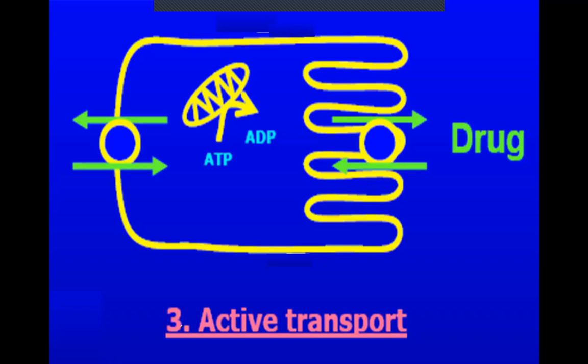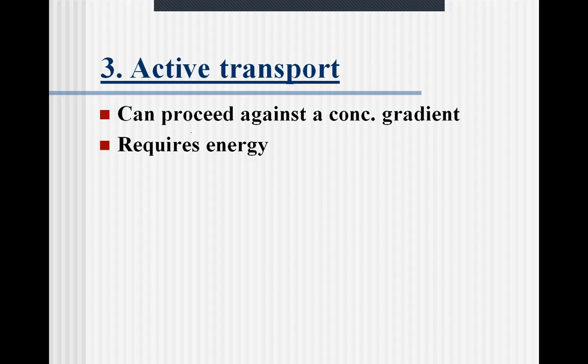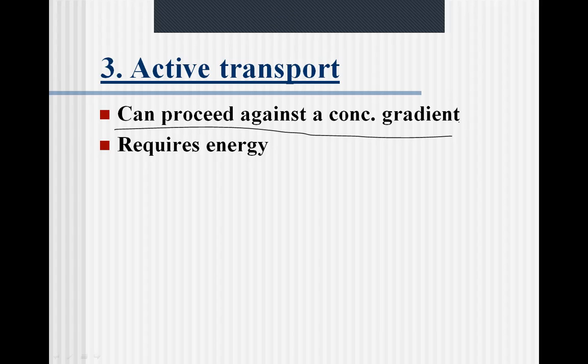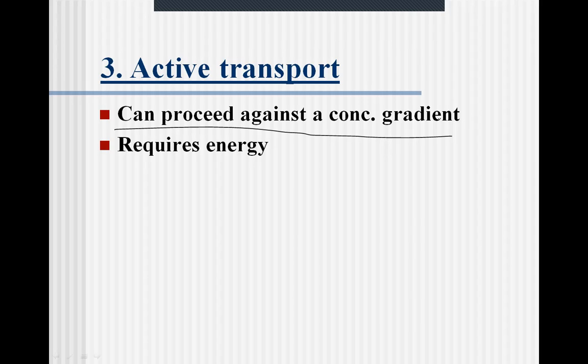Then we talk of active transport, where we require a carrier protein as well as energy. Now this energy is in the form of ATP, and this ATP is converted to ADP. So the drug moves from a lower concentration to a higher concentration with the help of energy and carrier transport. So this particular process can proceed against the concentration gradient, as compared to passive diffusion and facilitated diffusion, where the movement is from higher concentration to lower concentration.